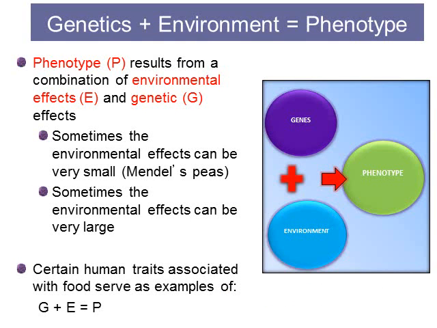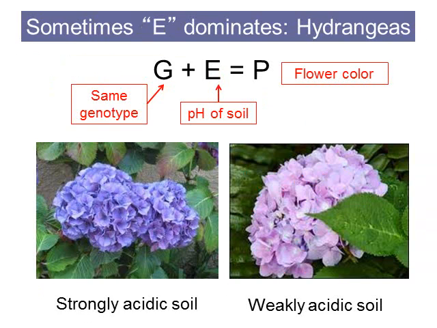So why do we or plants or other things look the way they do? Well, it's usually a combination of both genetics and environment. So phenotype results from a combination of environmental effects and genetic effects. Sometimes the environmental effects can be very small. Mendel's peas didn't have a lot of variation depending on whether or not they were hot or cold or other things. But sometimes the environmental effects can be so large. And certain human traits associated with food are examples of genetics plus environment equals phenotype.